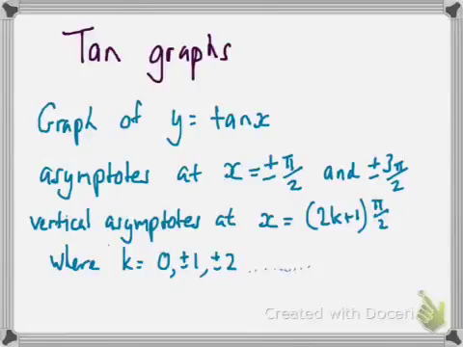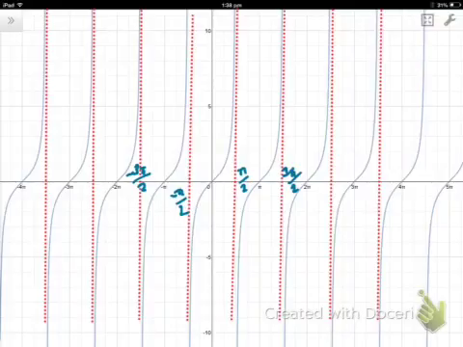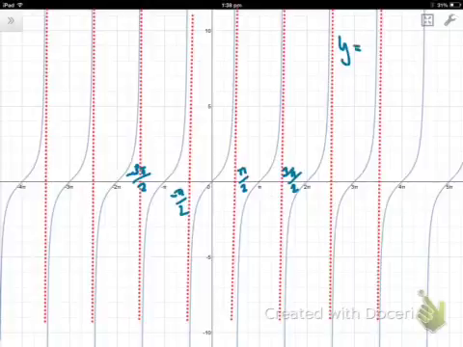Let's have a look at the graph of y equals tan x. Very different to our sine and cos graphs, which were our wave graphs. This one, as I said, is a totally different shape. Let's have a look at it first of all. Here's the graph of y equals tan x.